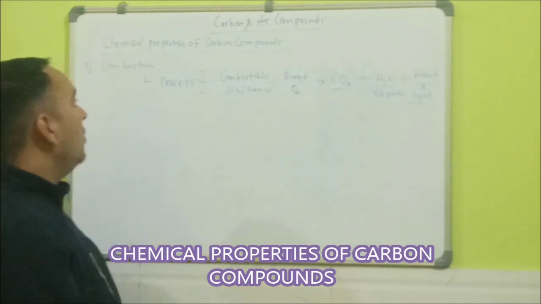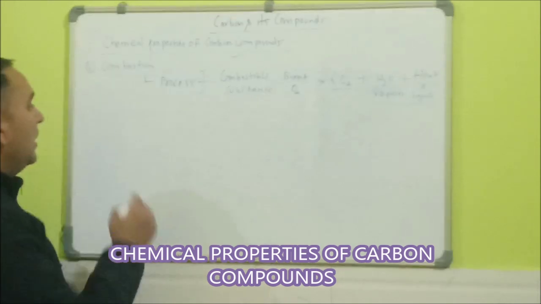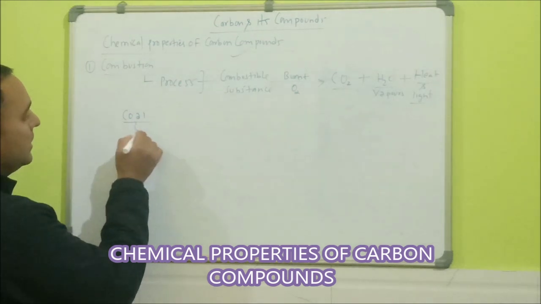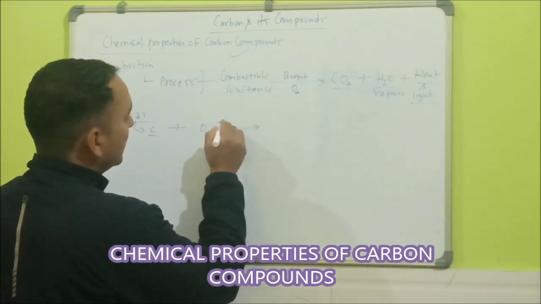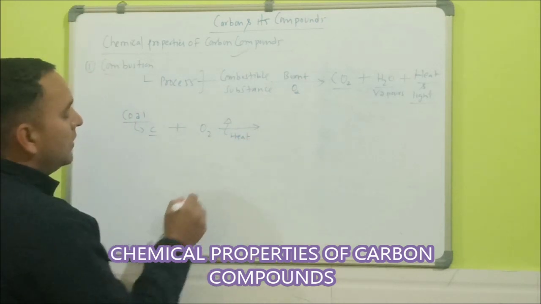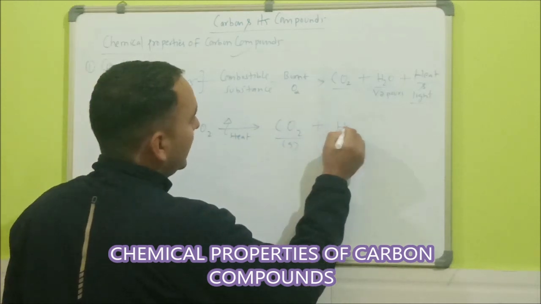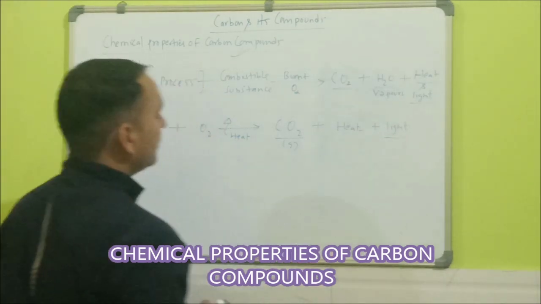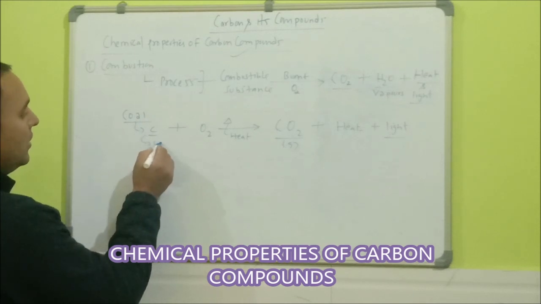Let us see now how the combustion process takes place for various carbon compounds. Let us see, I am taking coal. It means there is a presence of carbon. When it is burned in presence of oxygen, that is heated, it produces carbon dioxide gas, and an amount of heat and light energy is also evolved. Here the carbon, that is coal, is in the solid form.